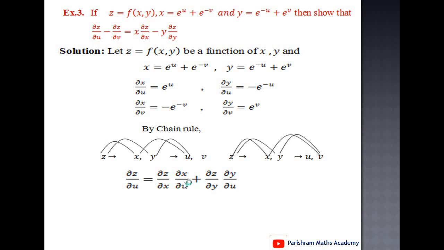Then we can substitute the value of dou x by dou u and dou y by dou u. And therefore dou z by dou x into e raised to u plus dou z by dou y into e raised to minus u.